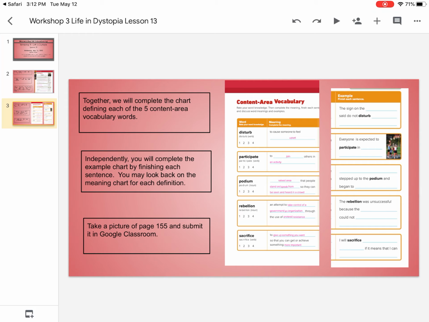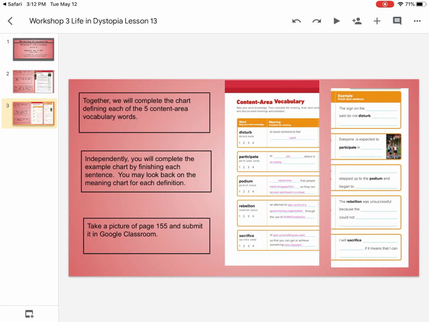Now on this slide, we're just going to look at 5 vocabulary words. We're going to complete the chart together where we rank the word, you'll fill in the meaning, and then your assignment for today will be to independently complete the chart by giving an example. So you're going to show me that you have an understanding of what those words mean. So let's take a look at page 155.